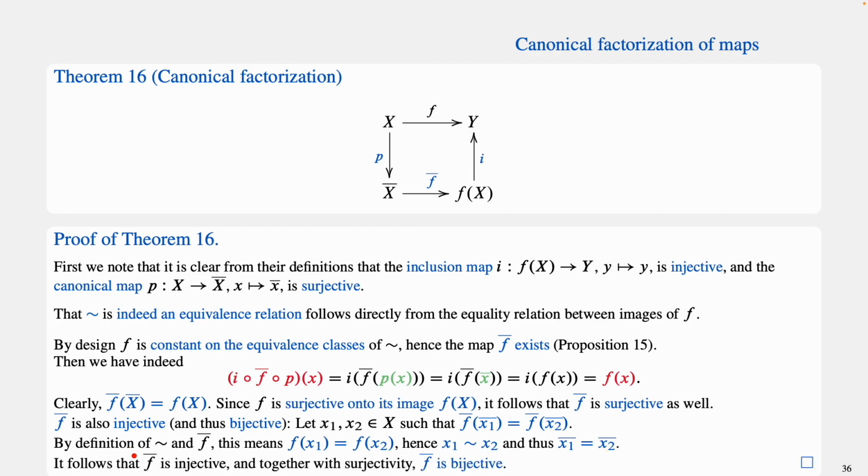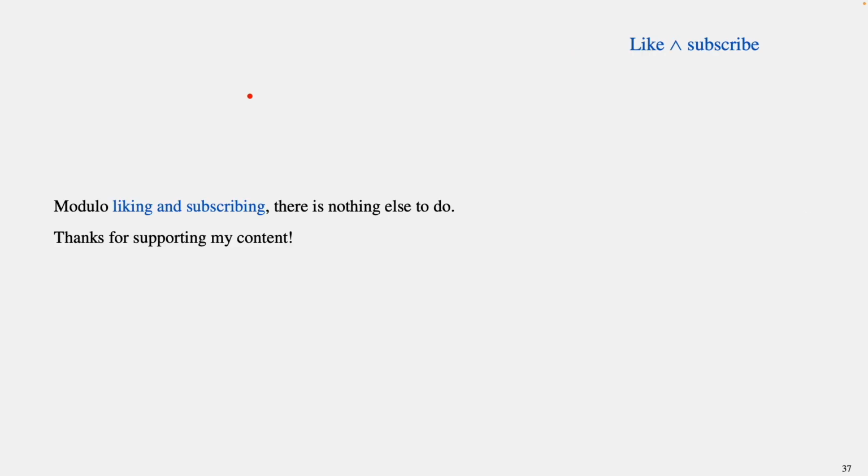And it follows that f bar is injective, because two equivalence classes having the same image under f bar implies them being identical. So f bar is injective, and together with the surjectivity that we already established, it follows that f bar is bijective, and that concludes the proof of Theorem 16. And that concludes this chapter of the course.